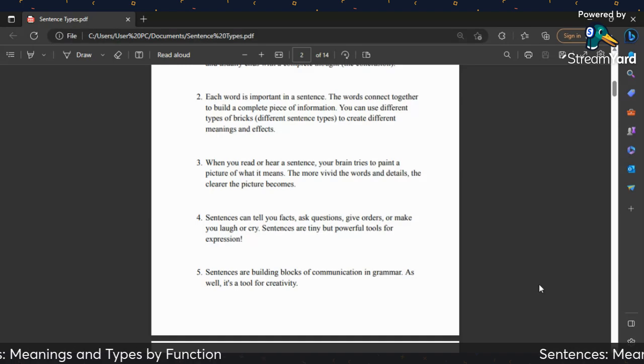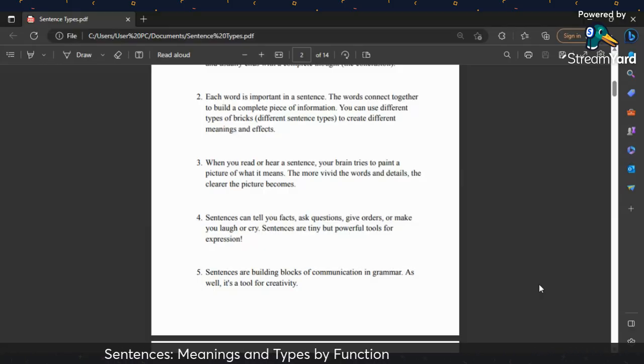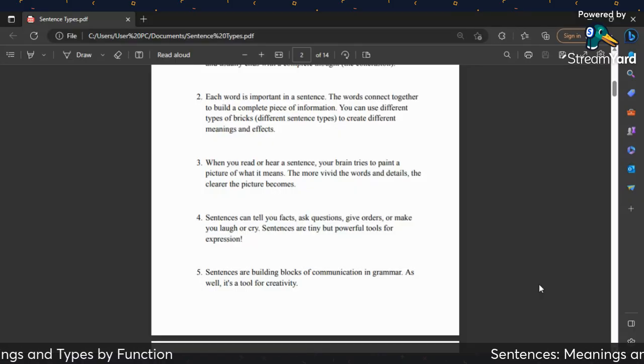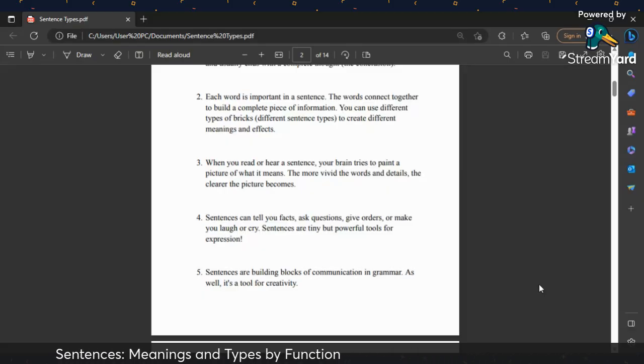And you can use different sentence types to create meanings and effects. But all that matters is that every word in a sentence is important, because they work together to pass across the complete thought or the complete message the sentence is trying to pass. The third point: when you read or hear a sentence, your brain tries to paint a picture of what it means.